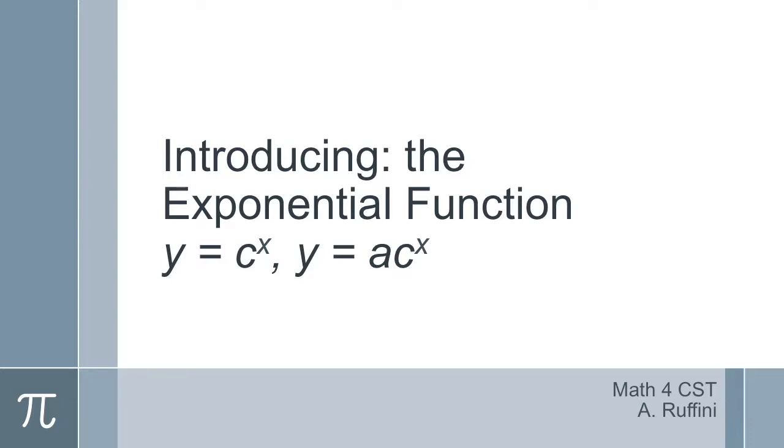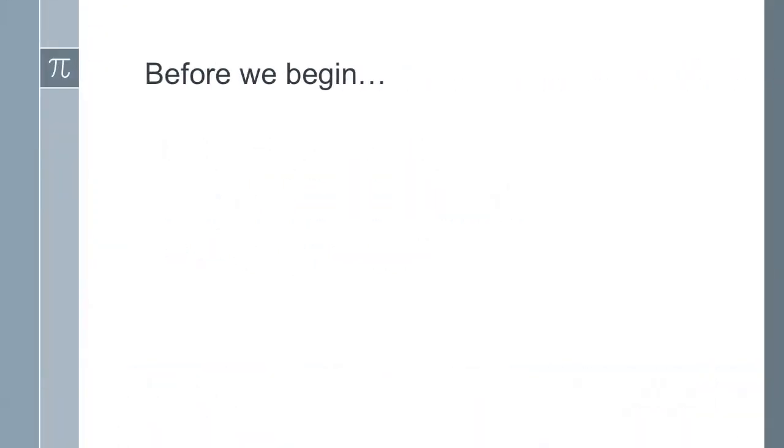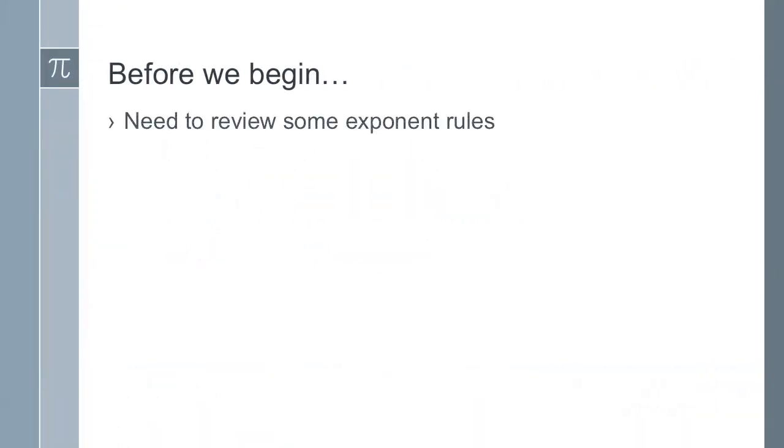The second function that we are going to be looking at this year is called the exponential function. Its two rules that we're going to look at today are y is equal to c to the x and y is equal to ac to the x. But before we even look at this function, it's super important that we go over some rules of exponents that I hope you can remember.